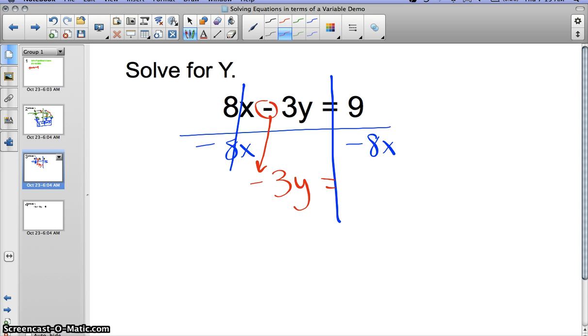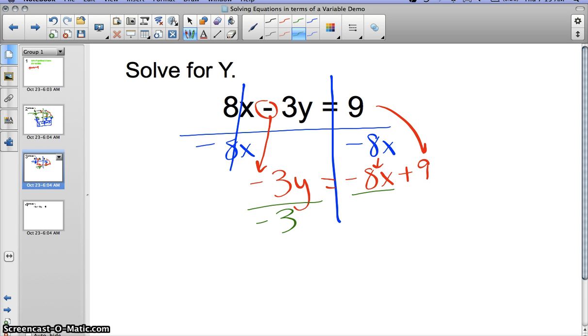And then again, we can't combine 9 and 8x. Some people will try to do it and say it's negative, or it's 1, or 1x, but no, just keep it minus 8x plus 9. Bring our pieces in. Just going to write them next to each other. We haven't done anything. Divide both sides by negative 3.